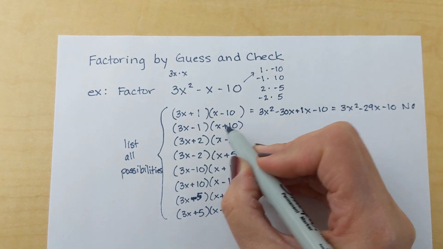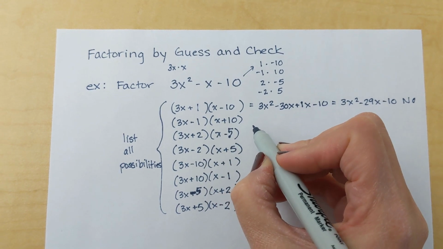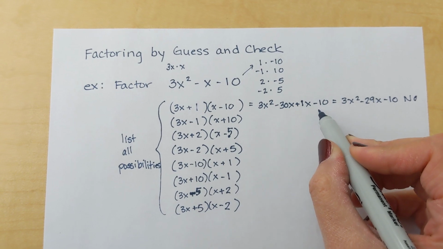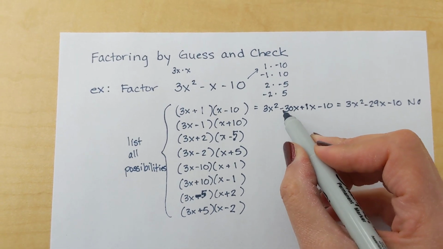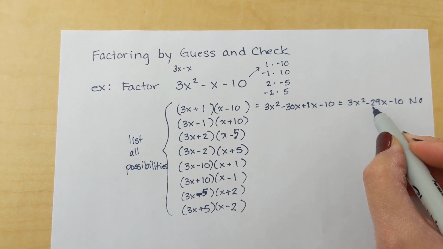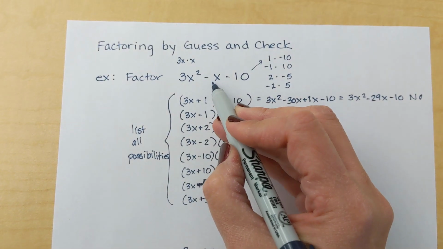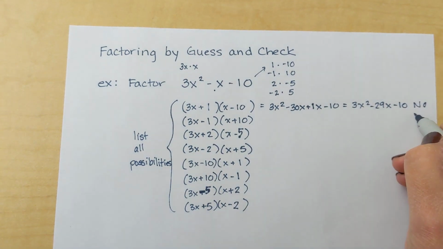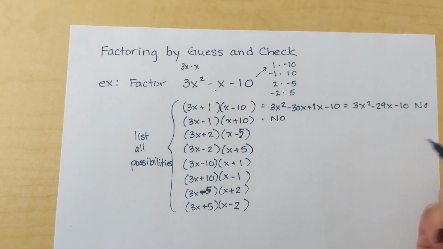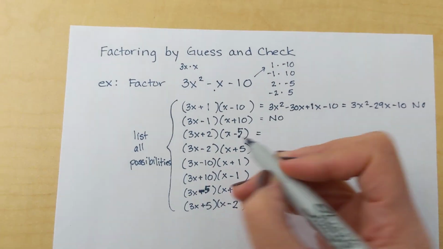Now, instead of showing all of my work on the next one, I know that this is going to be exactly the same as the first one I just did, except that these signs will be different. So I'll end up with a positive 29x in the middle, which is still not what I want here. So instead of showing all my work, I'm just going to say, I know this one's not right either. Let's move on to the third possibility.